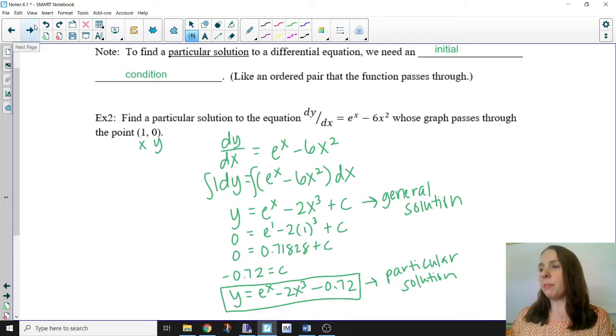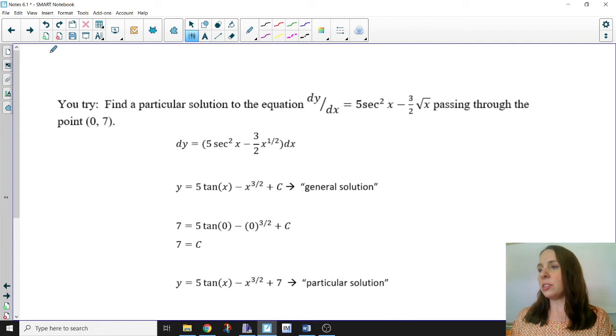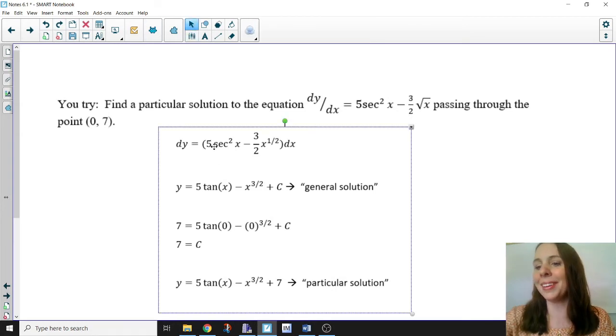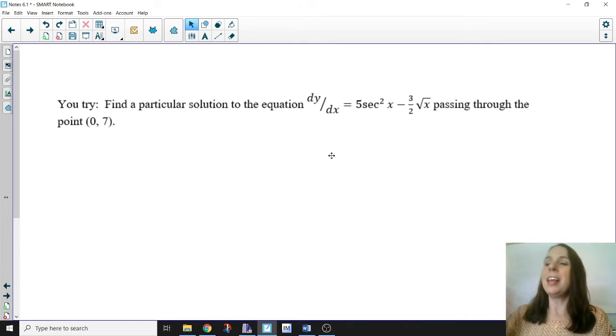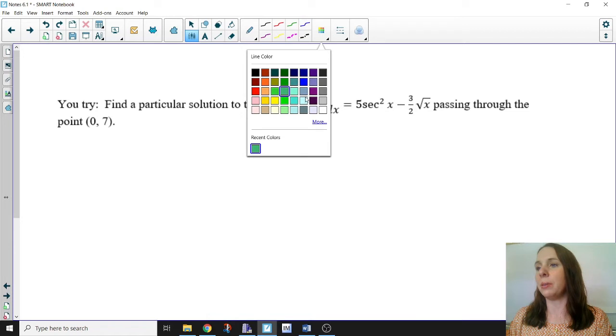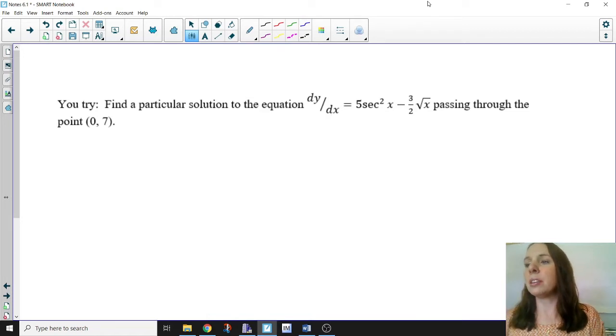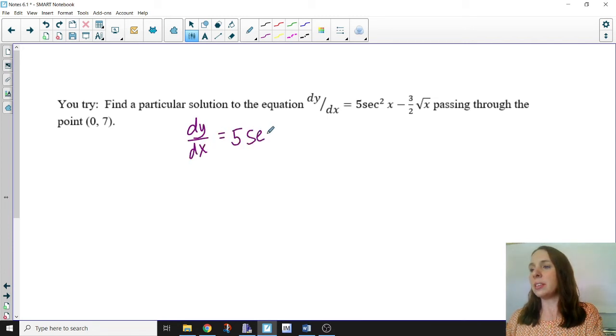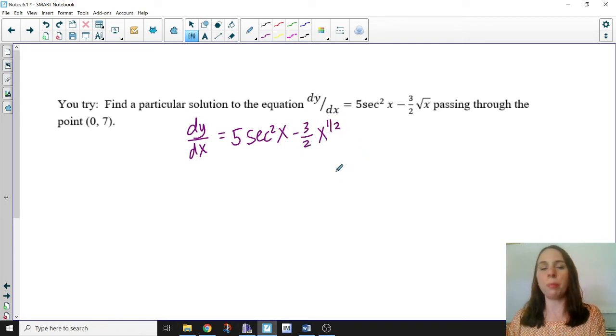Okay, so let's try another one, even though this says you try. Oh, okay, never mind. I have the answer there. Okay, let's try another one, even though it says you try. I'm going to go ahead and explain this one as well. Find the particular solution to this differential equation, dy dx equals 5 secant squared x minus 3 halves root x. Or I'm going to write that as 3 halves x to the 1/2 power, because I'm going to use antiderivative power rule there again as well.